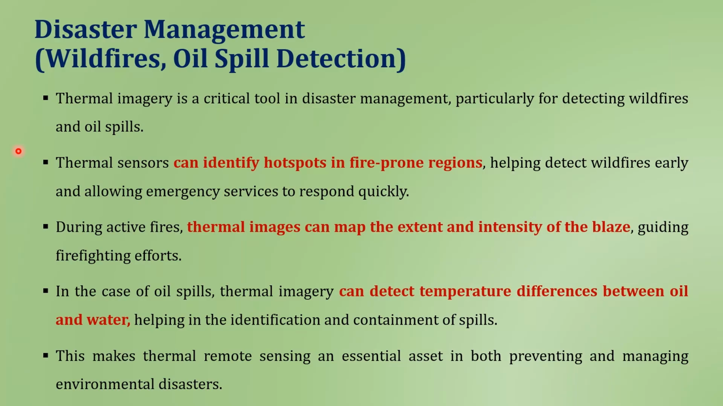Thermal remote sensing is also very important in disaster management, particularly for detecting wildfires and oil spills. So, thermal sensors can identify hotspots in fire-prone regions, helping to detect wildfires early, and it allows the emergency services to respond quickly. And during active fires, thermal images can map the extent and the intensity of the blaze, guiding the firefighting efforts. And in case of oil spills, thermal imagery can detect the temperature differences between the oil and water, helping in the identification of the spill and taking preventive measures accordingly.